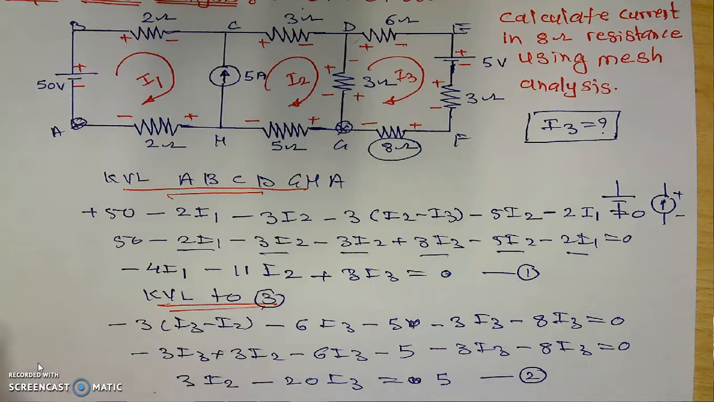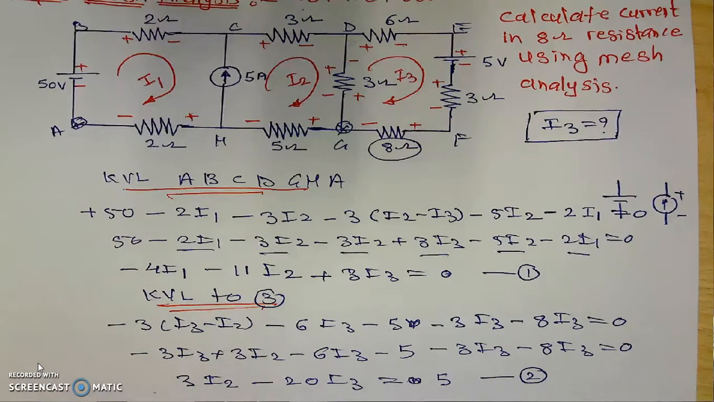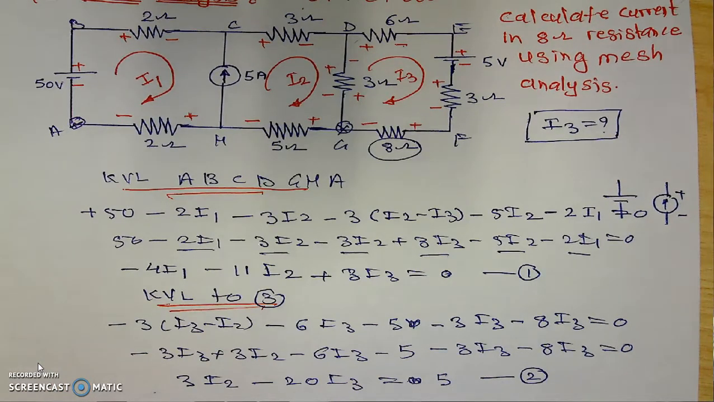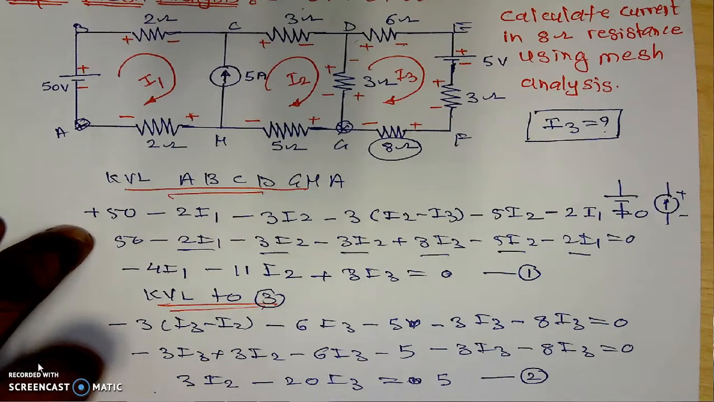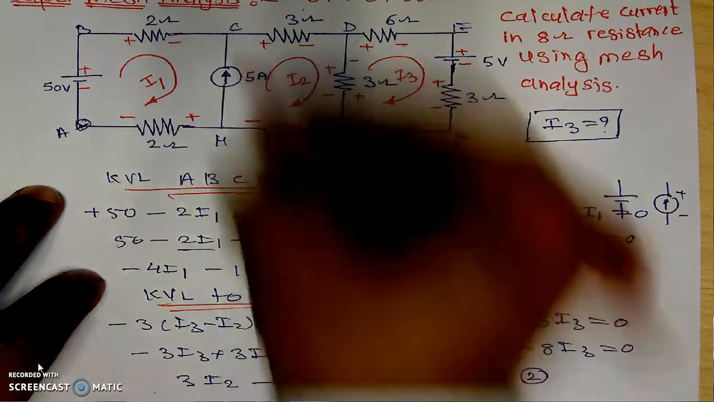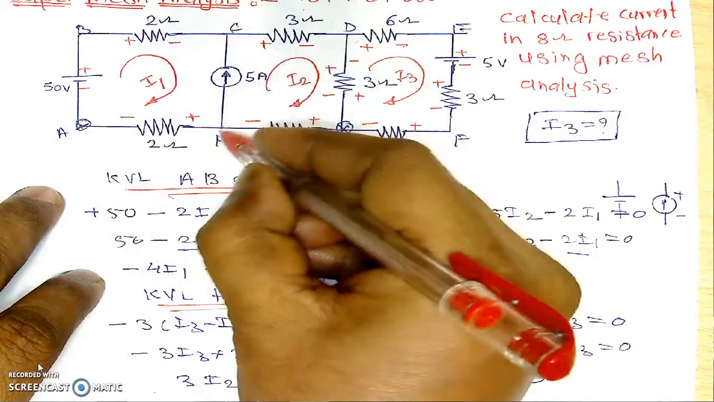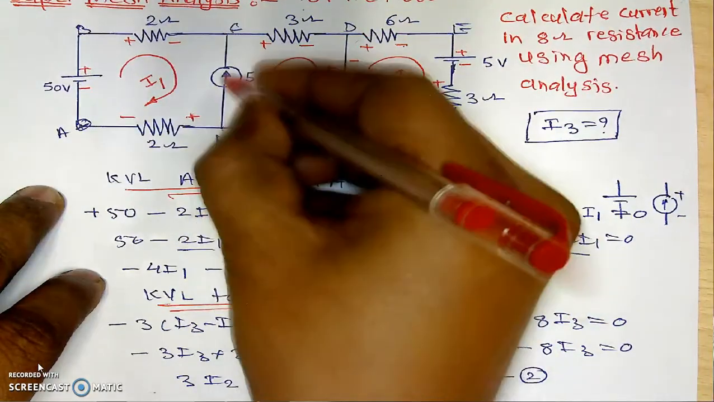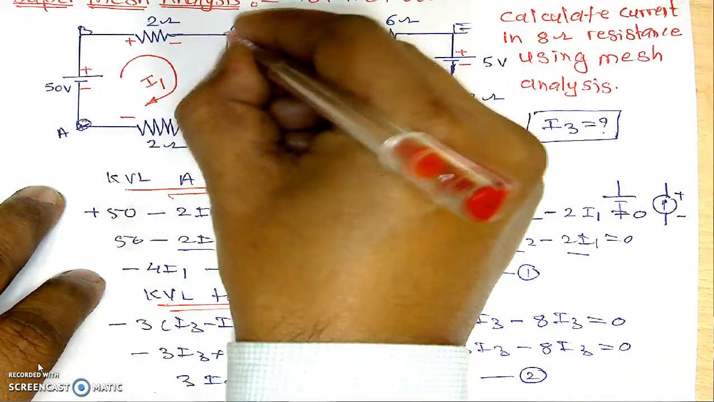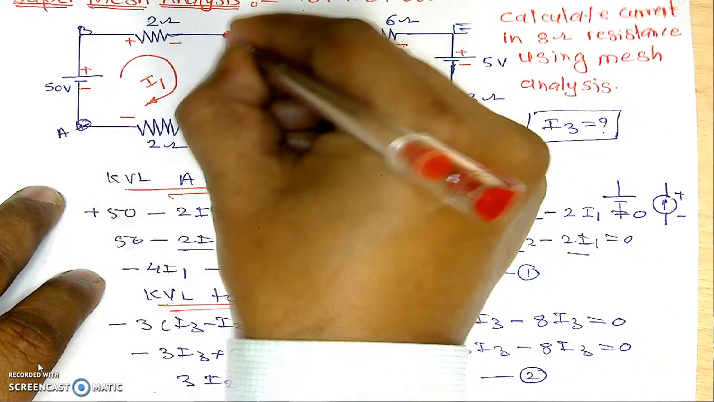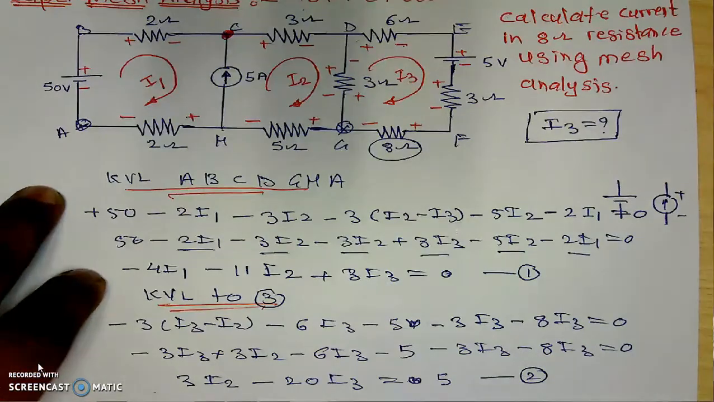Now we have two equations. Now what about the third equation? The third equation can be obtained from KCL, that is applying Kirchhoff's current law at this particular node, or from the branch, which is a different concept. If I assume this is node C, then while using KCL we have to think about the branch currents.